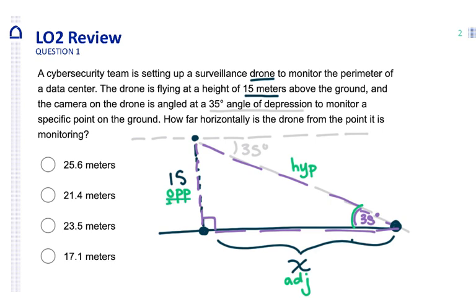So the trig relationship which connects opposite and adjacent. I don't know if you remember this memory device, TOA, but opposite and adjacent would be tan. So I will start off and I will say that the tan of 35 is the opposite side, 15, over the adjacent side, x. And now it's simply an algebra problem to find x.